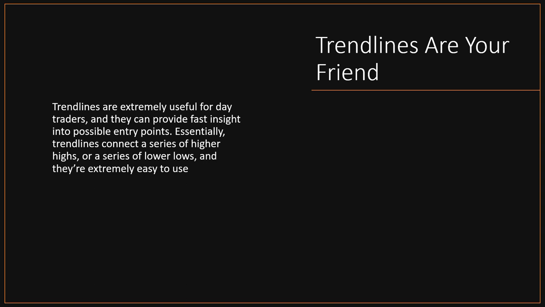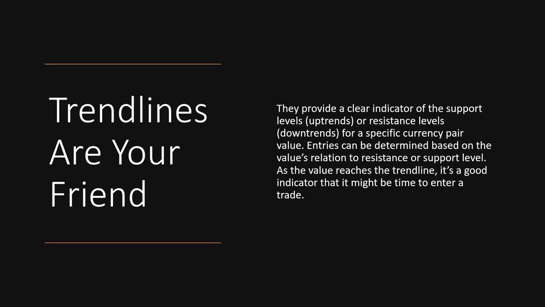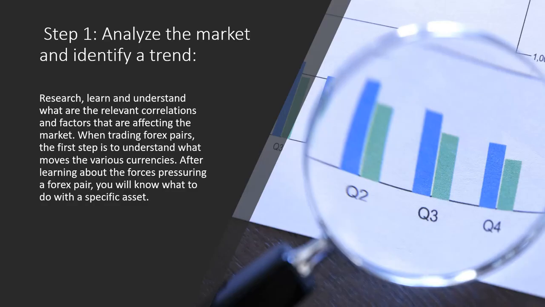Essentially, trend lines connect a series of higher highs or a series of lower lows, and they're extremely useful and easy to use. They provide a clear indicator of the support levels or resistance levels for a specific pair or asset. Entries can be determined based on the value's relation to resistance or support levels. As the value reaches the trend line, it's a good indicator that it might be time to enter a trade.